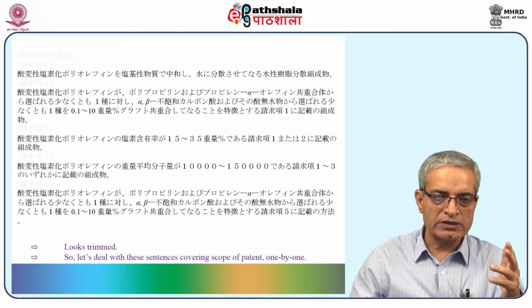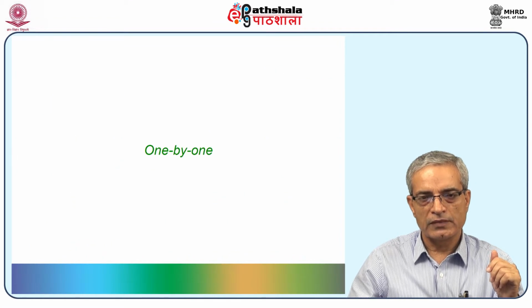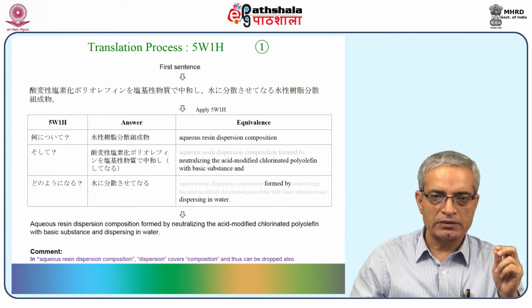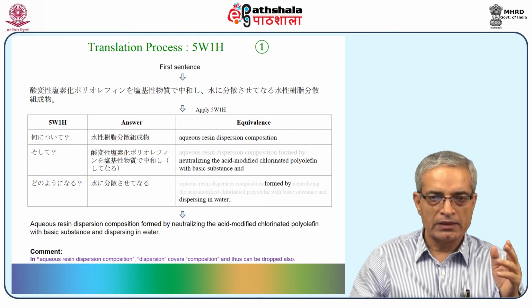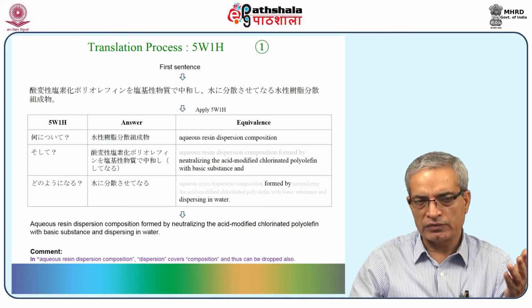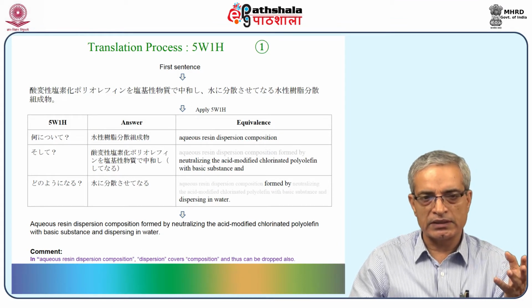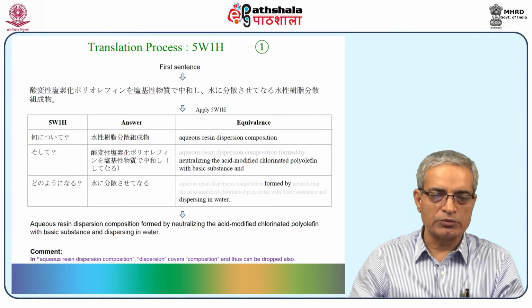So let's deal with these sentences covering the scope of patent one by one now. First, we have picked up the sentence and we are trying to apply the 5W1H on the first sentence. If you have the readability issue, you can look into the dictionary, but it's not so difficult. San is the acid, san hense, then enso ka is one, then pori orefin, o enki sebushitsude chuwashi, mizuni bunsan sasete, naru suise jushi bunsan sose butsu.